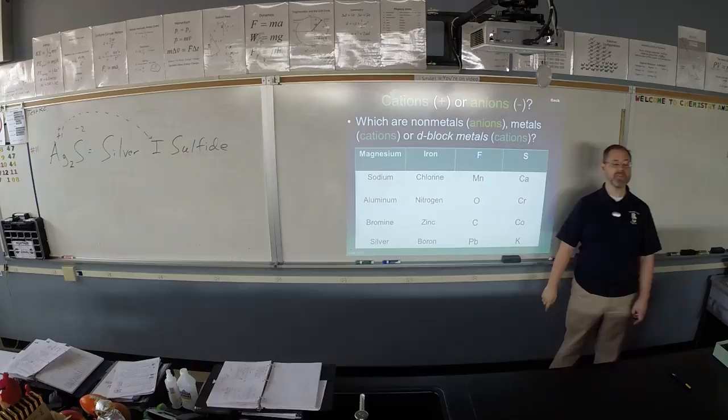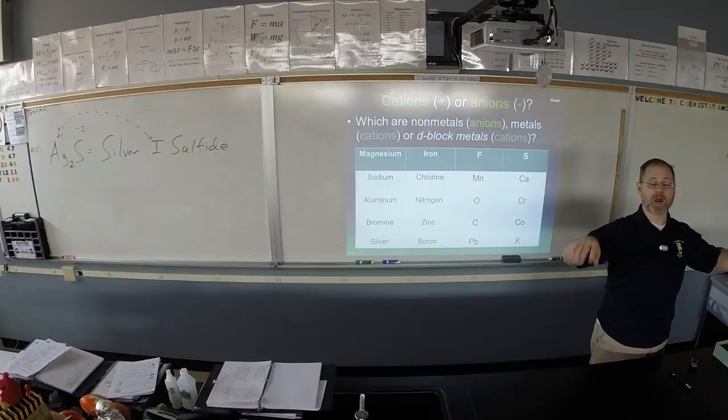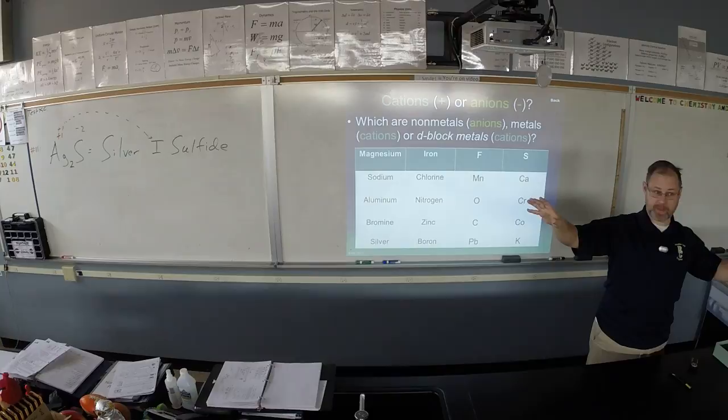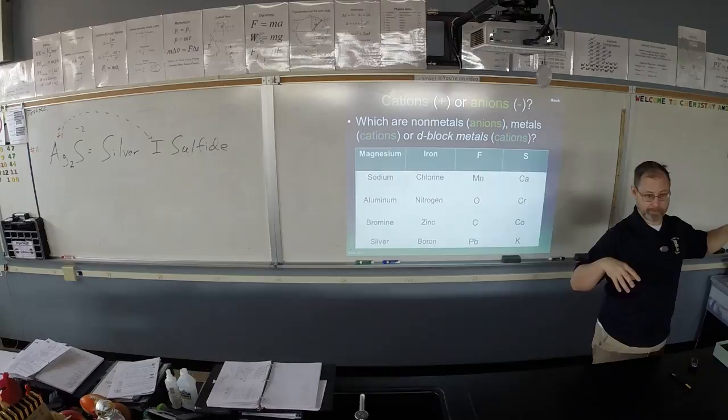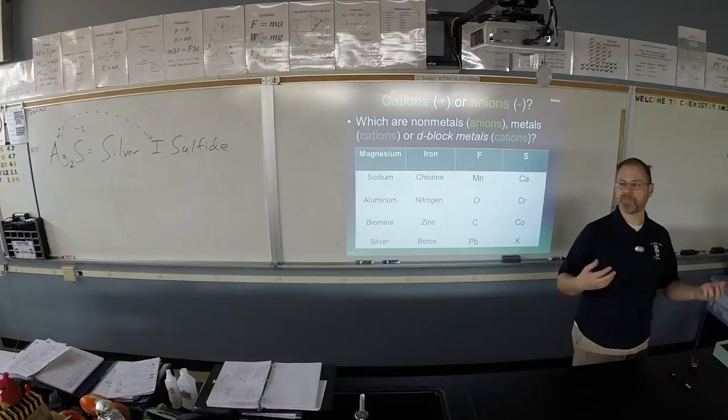Carbon's special. Remember, carbon can be plus 4 or minus 4. If carbon is plus 4, that means it's acting in the metal position, don't change its name. If carbon is minus 4, it's acting in the negative position, change its name. So you might have carbon tetrachloride, or you might have silicon chloride. So when it's in the negative position, we change its name.